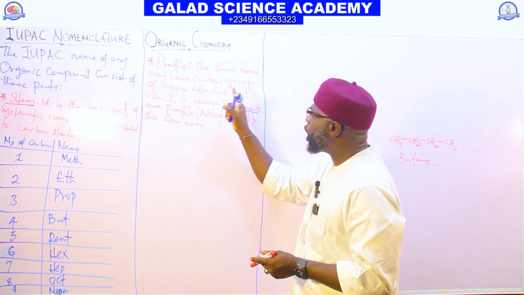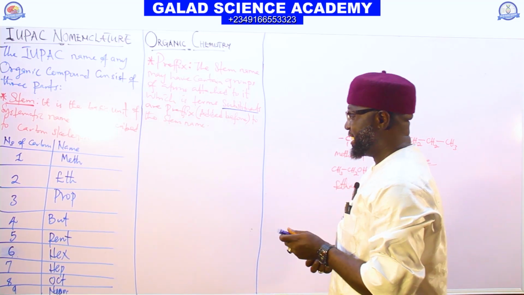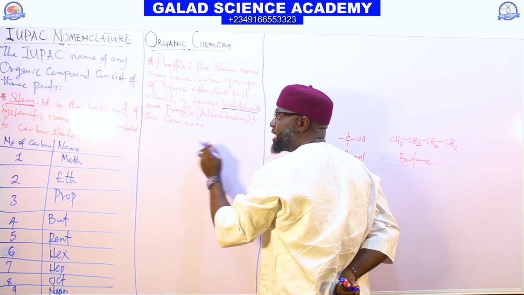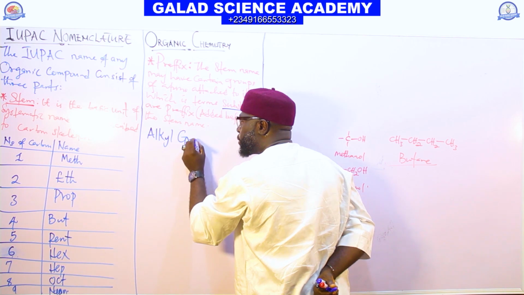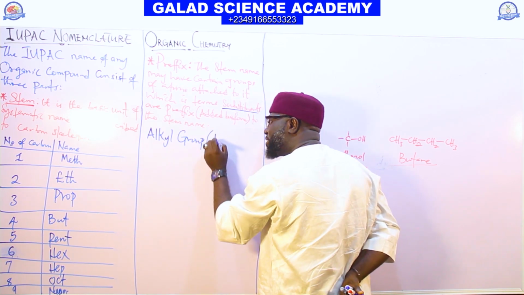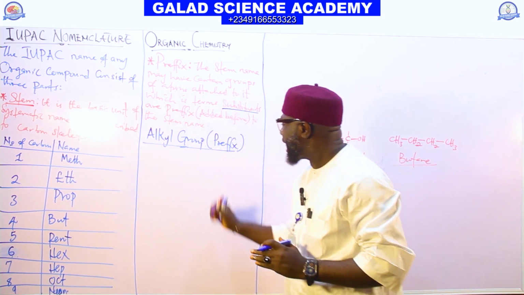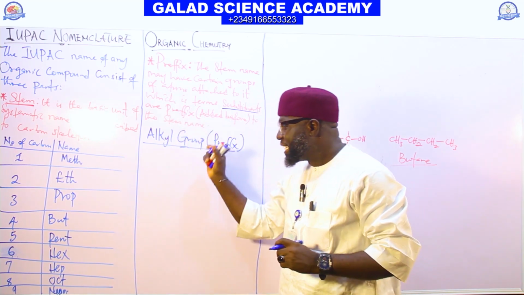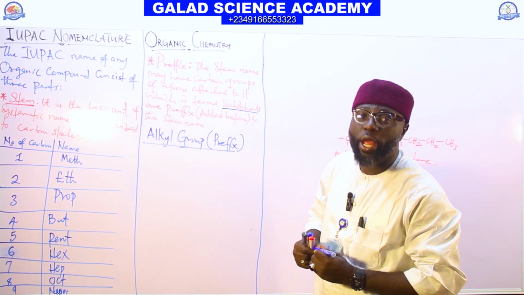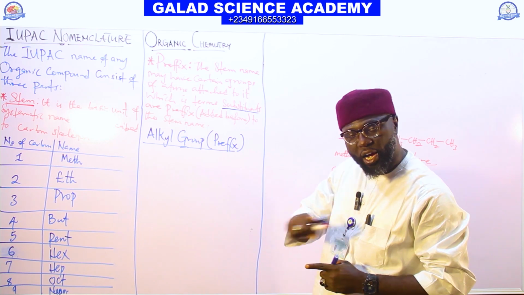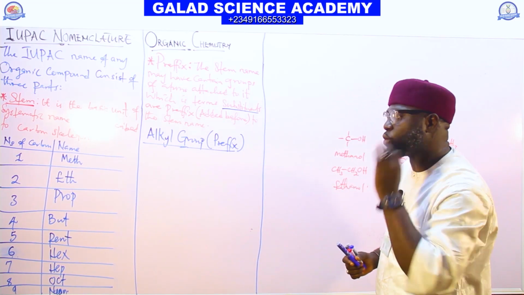And this group that always stands for the previous, they have their own name. The general name that you use to call the previous is alkyl group. This alkyl group, they always serve as previous, as previous in organic compounds. This alkyl group, they cannot stand alone. They always attach themselves to the main stem of carbon of an organic compound. So what is this alkyl group now?